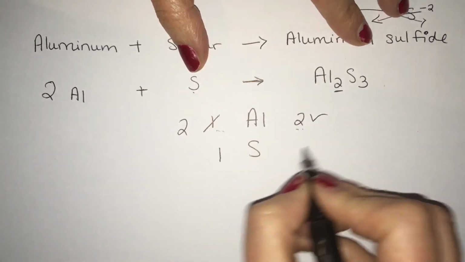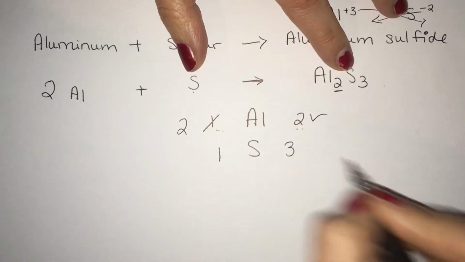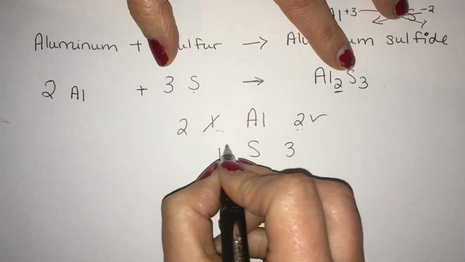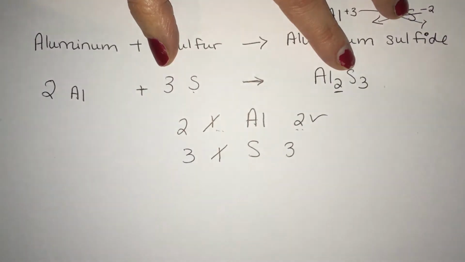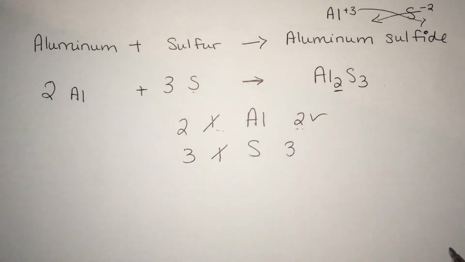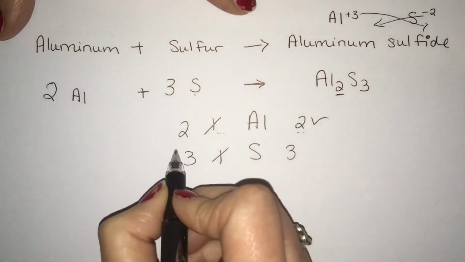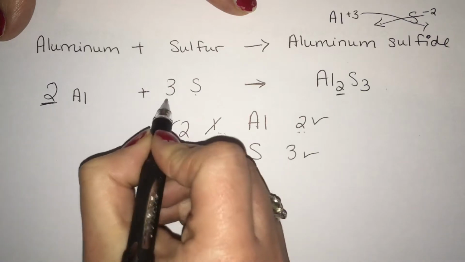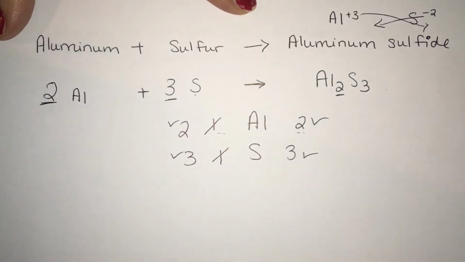You have 1 sulfur here, and you have 3 sulfurs here. So what you need to do is add a 3 here, and you will have 3 here. And that's how you do the tally method. You have a 3 here, 3 here, 2 here, 2 here. So now you've balanced it out.